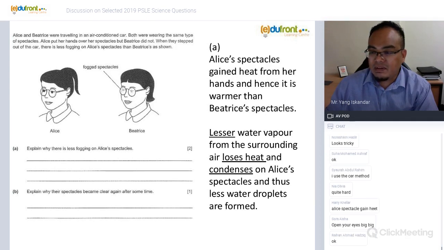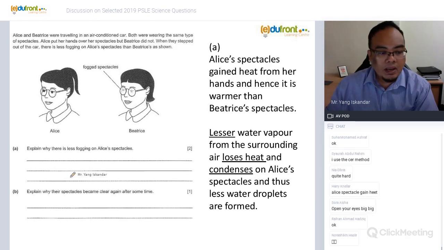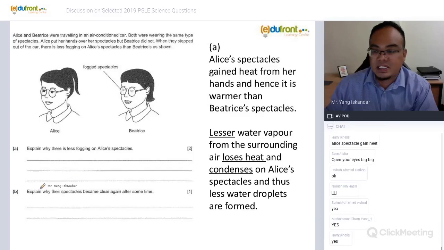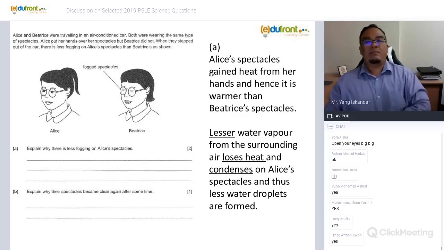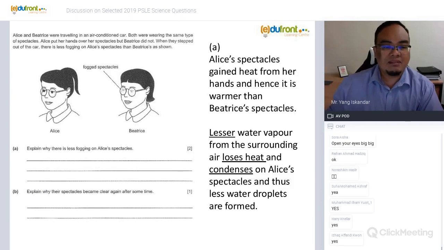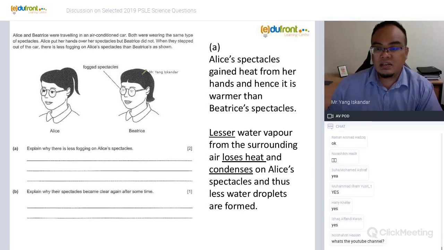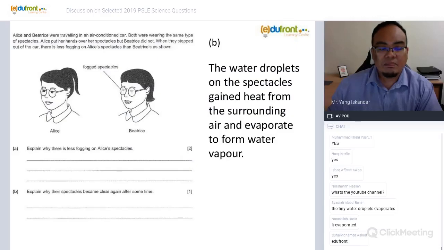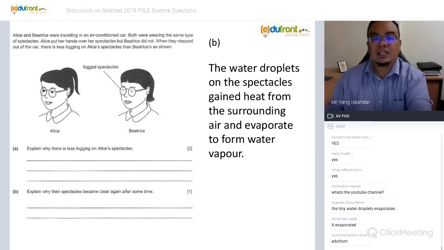Alright, can we move on to the next part? The next part is slightly easier. They ask to explain why the spectacles became clear again after some time. This part is easy, right? This is very common. This is on the concept of evaporation. What happened? The tiny water droplets, the fog which was on the spectacles, suddenly disappeared. Is it magic? No, right?